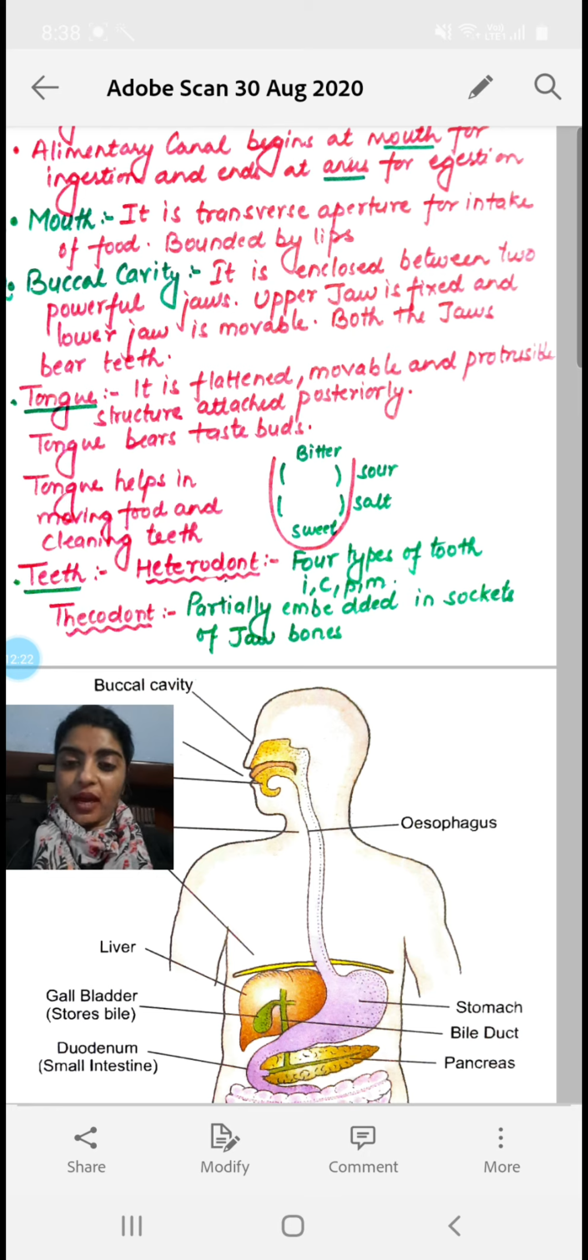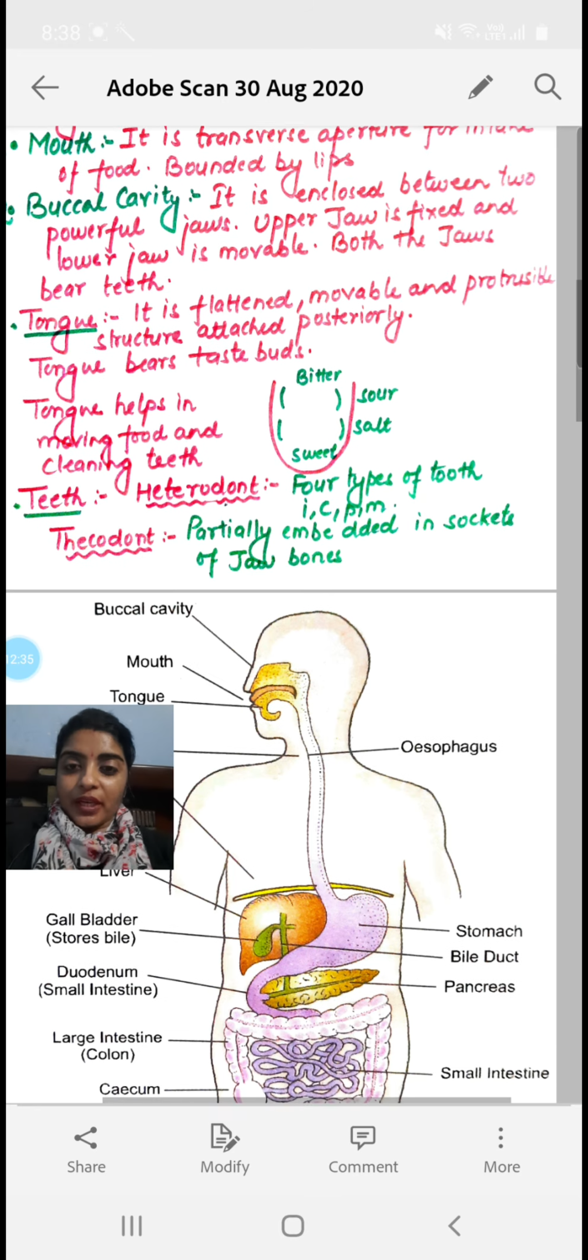What are the 4 kinds? These are incisors, canines, premolars and molars. Okay, so as 4 types of teeth are present in our jaw, this condition is called the heterodont condition.